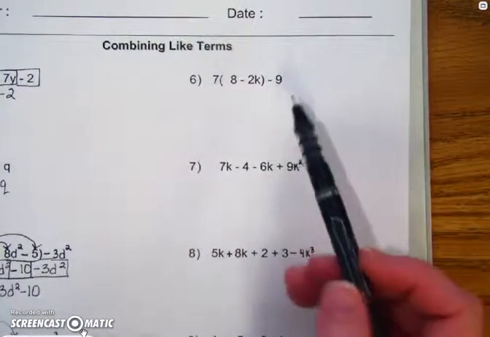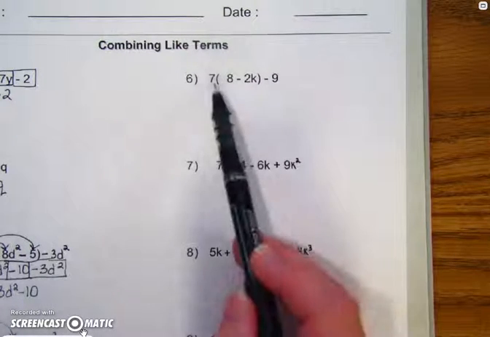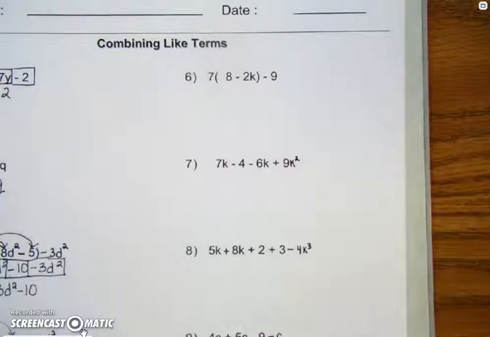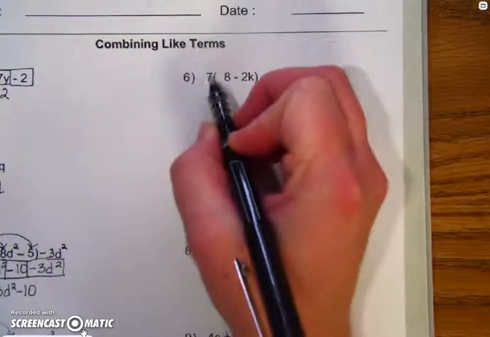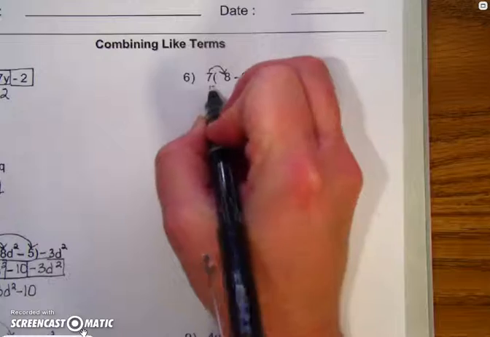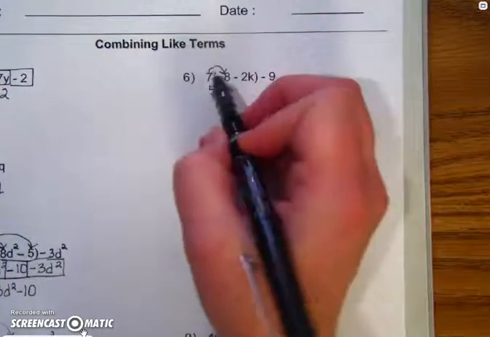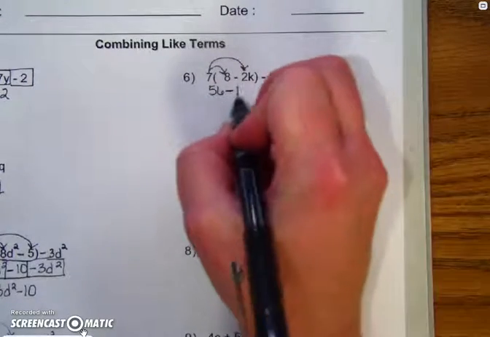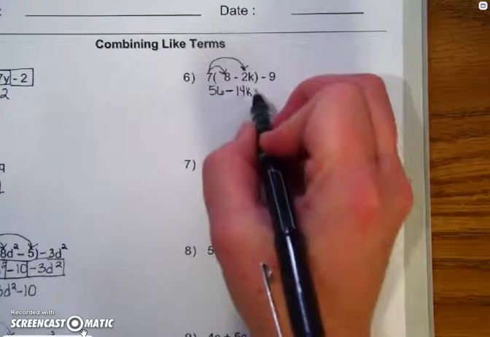Okay. Number 6, we have another set of parentheses, so we have to distribute this 7 to what's inside the parentheses. So 7 times 8 gives us 56. We're going to bring down our minus. And then 7 times 2k gives us 14k. And then we have our minus 9.